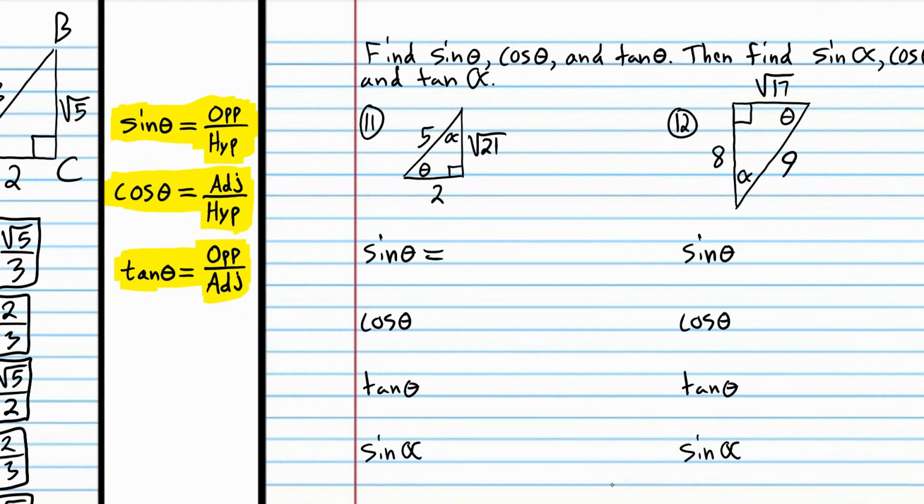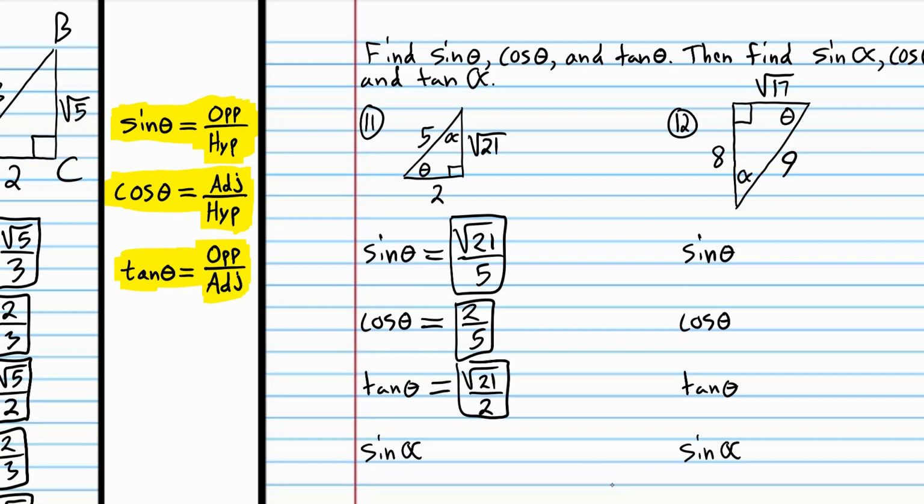So sine theta, that's opposite over hypotenuse. So the opposite side of theta is root 21. And then of course the hypotenuse is opposite the right angle, so that would be 5. So very simple. So cosine theta, that's adjacent over hypotenuse. The adjacent side to theta is obviously 2, and the hypotenuse is 5. So again, I'm using my definitions to the left over there in yellow. Tangent theta is opposite side over adjacent.